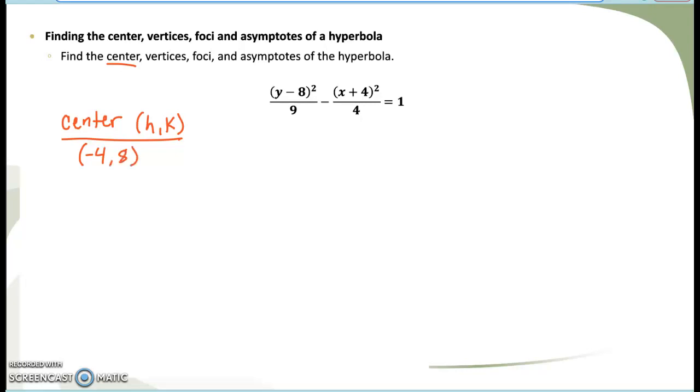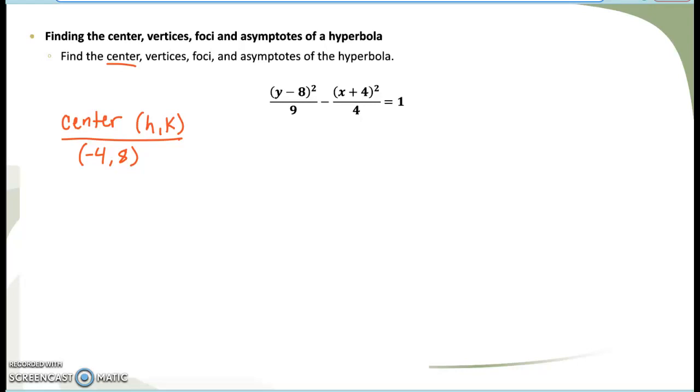Why -4? Because with the equation of a hyperbola, we have x minus h squared. So in order to get this +4 to look like a minus a number, we have to do minus -4. So h is my -4 value.